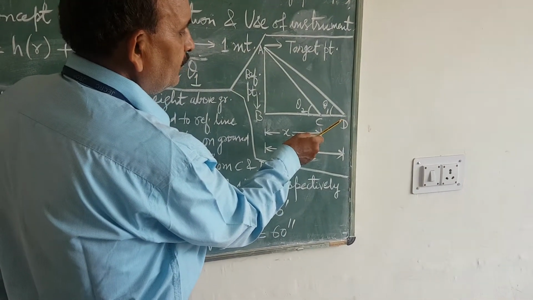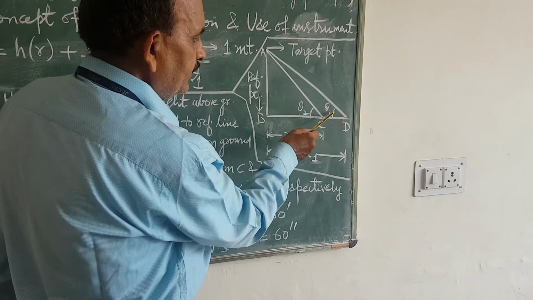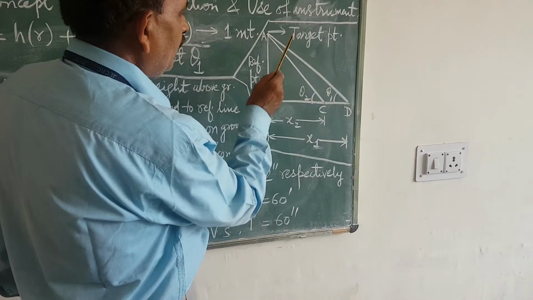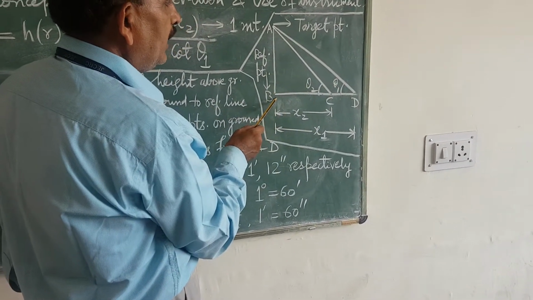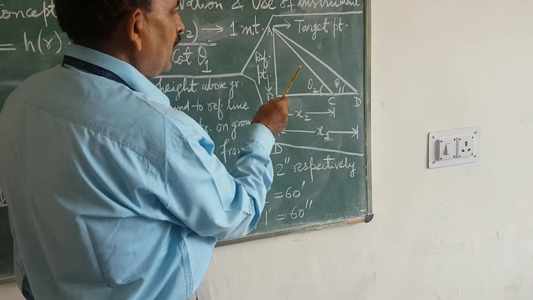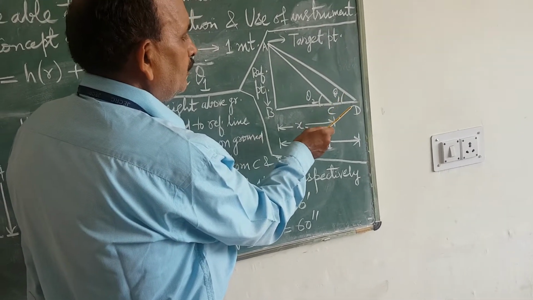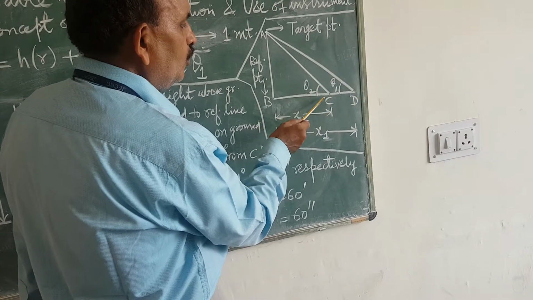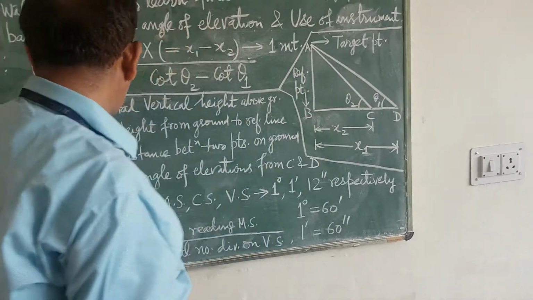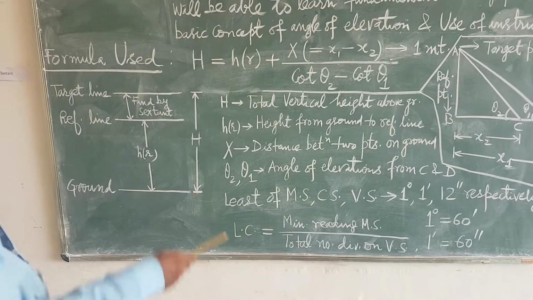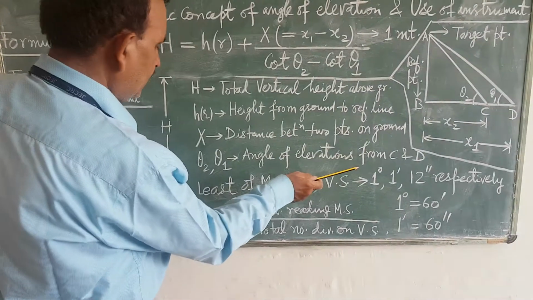The angle of elevation from the D point is theta 1. This is the target point, this is the reference point, and the angle made by the target point to the reference point is theta 1 from the D and theta 2 from the C, basically. The theta 1 and theta 2 are the angles of elevation from C and D.